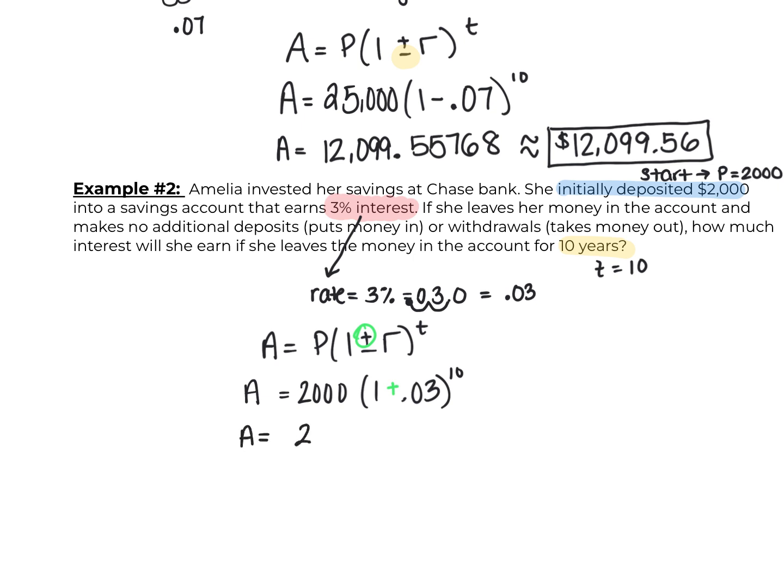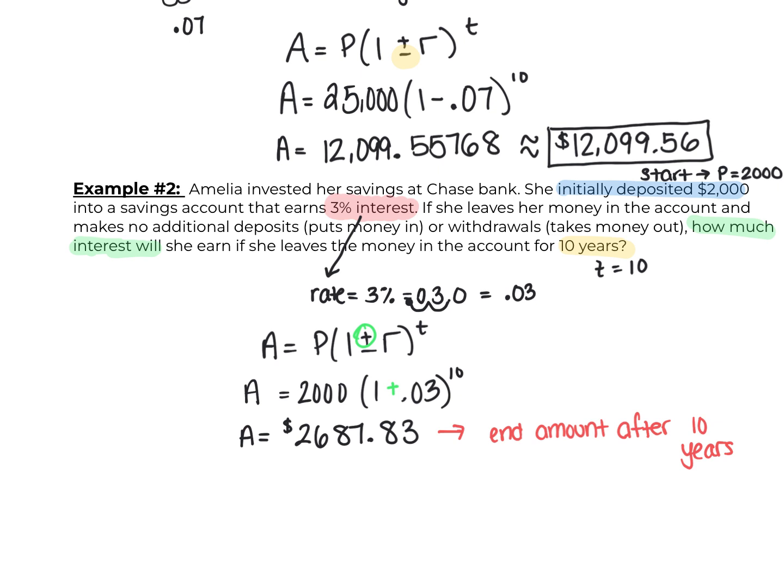Okay, so I got $2,687.83. Now, this is a rounded number. There were more decimal places, but I figured we could just stop there. So the question isn't asking the ending amount. What you just found is the ending amount that she earned in her account after 10 years. The question is asking more specifically, how much interest did she earn over the past 10 years?